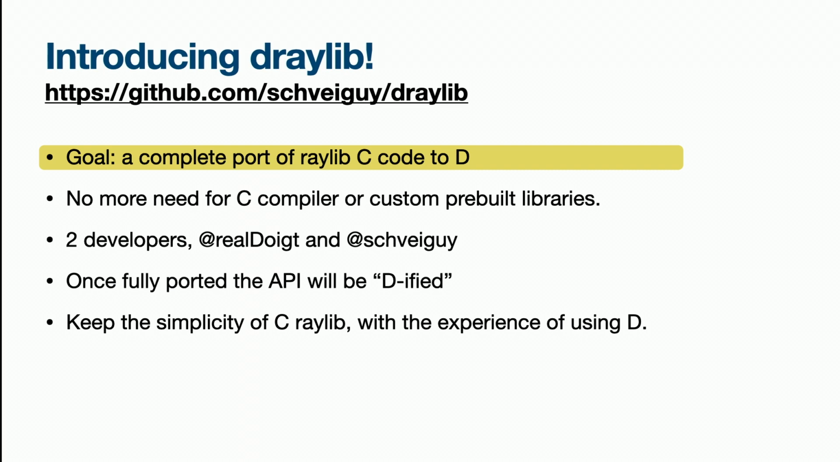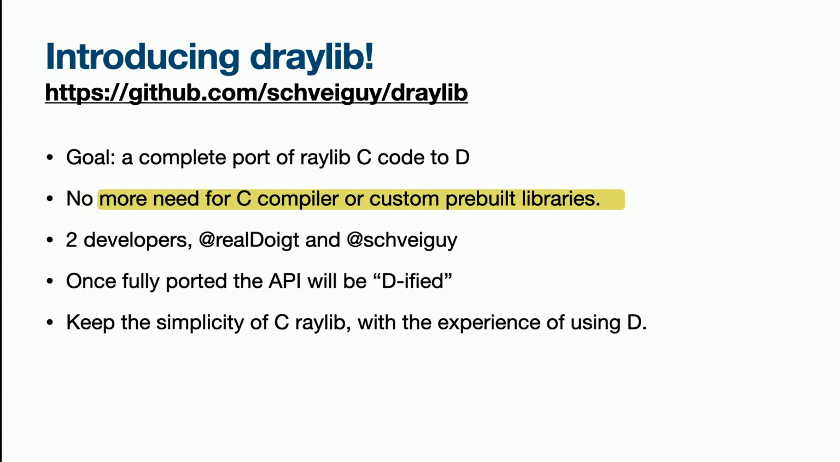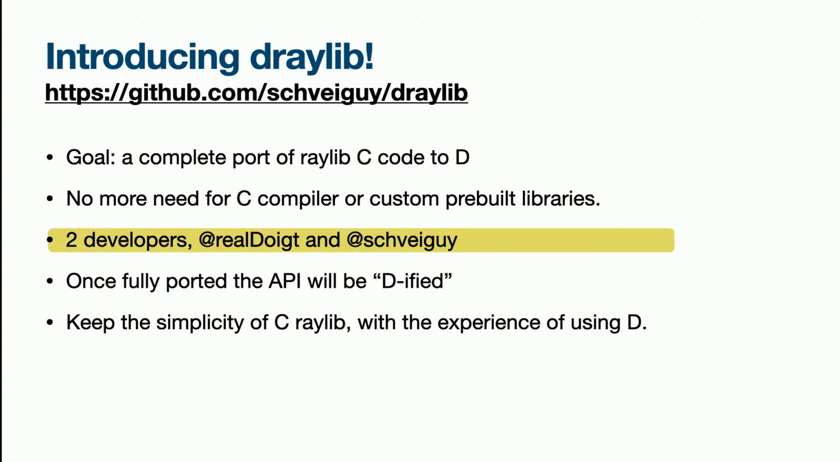But I thought, you know what? I've always preached that if you could practically compile C code as D, I'm going to practice what I preach. No more need for the C compiler or custom pre-built libraries. Great. I just add raylib and I'm done. Or draylib. Two developers: I just have to give props to raylib-d, who is a member of our Discord and a frequent participant in DConf, who's helping me do this.